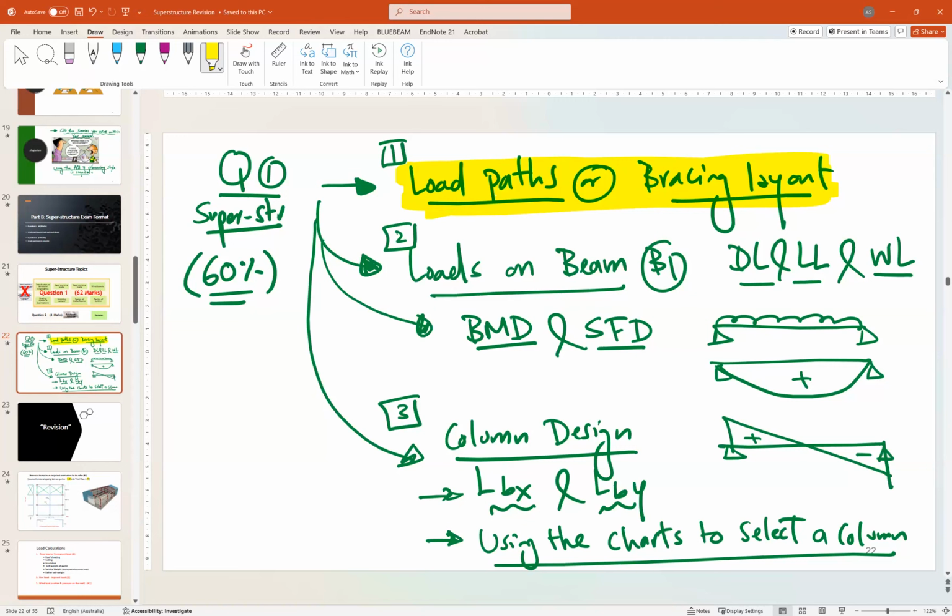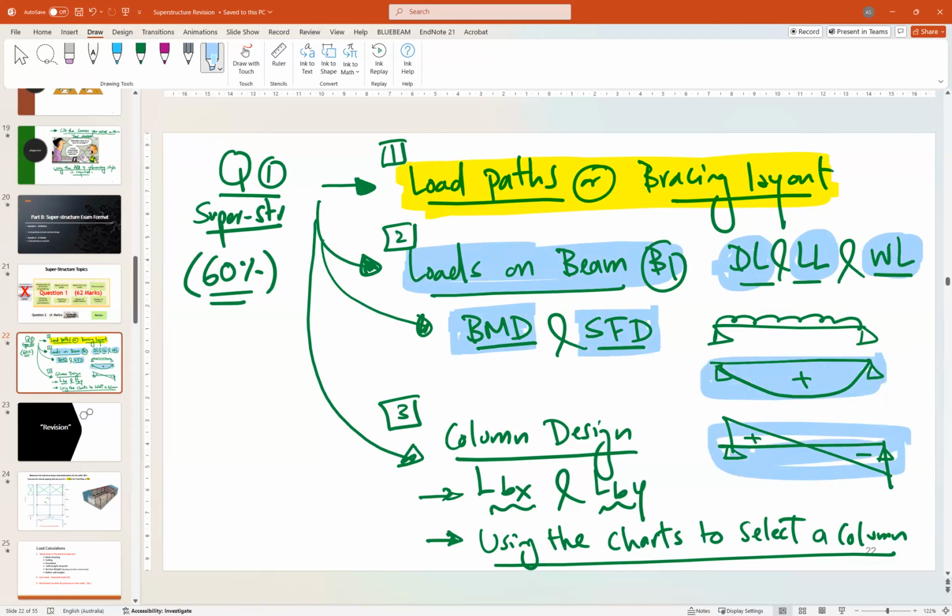The second one will be about the rafter, so how to calculate the loads on the rafter or the beam, including dead load, live load, and wind load. Also, we may ask for the bending moment and shear force diagrams for the rafter. This is the bending moment diagram, and this is the shear force diagram.